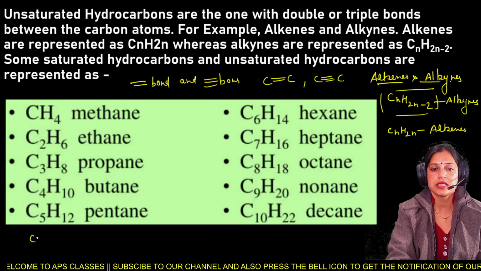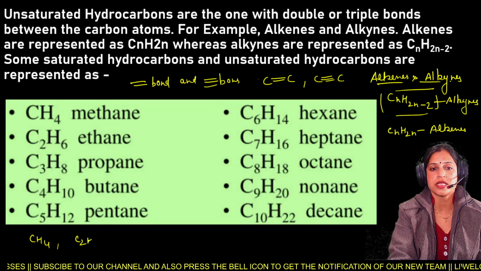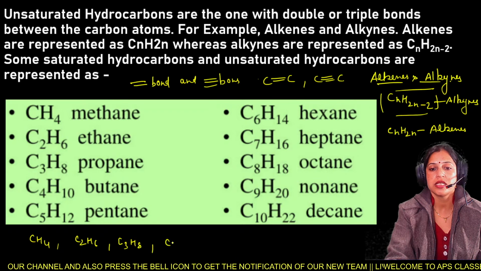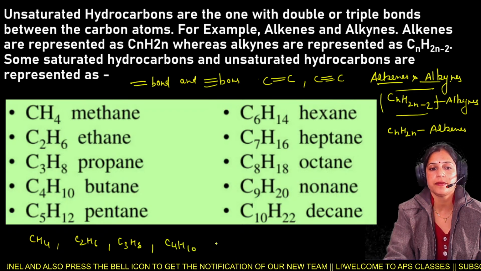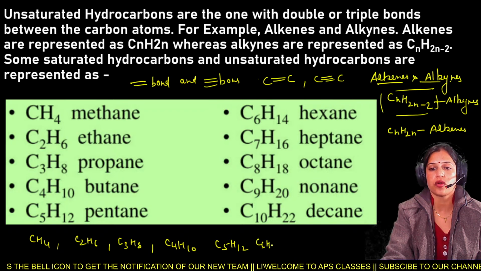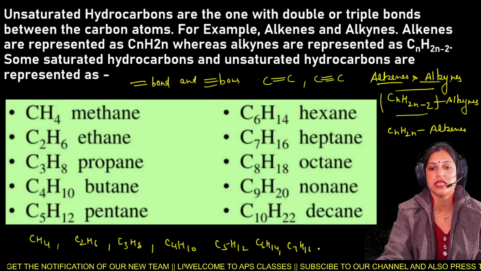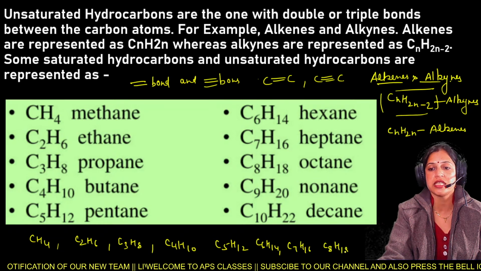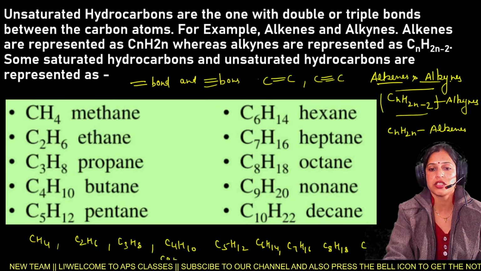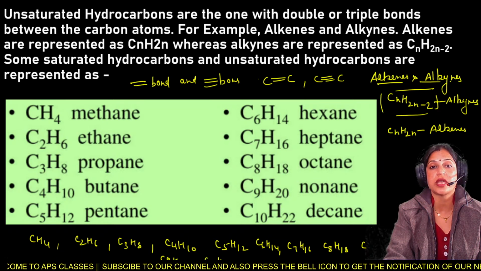First is CH4, that is methane. Second one is C2H6, that is ethane. C3H8, that is propane. C4H8, that is butane. C5H12, that is pentane. C6H14, that is hexane. C7H16, that is heptane. C8H18, that is octane. C9H20, that is nonane, and C10H22, that is decane.